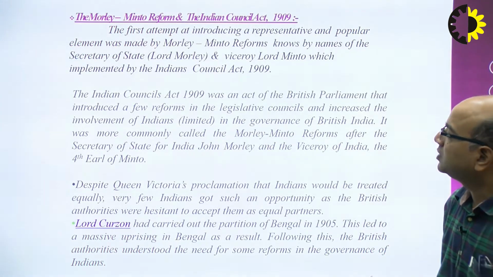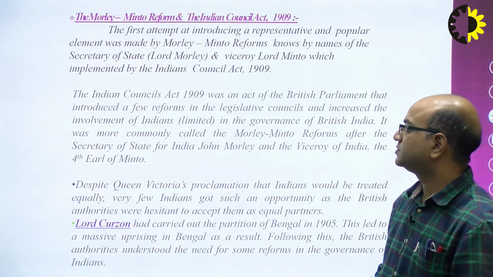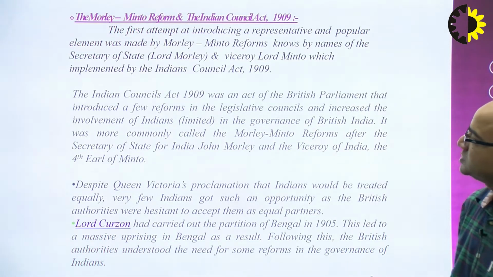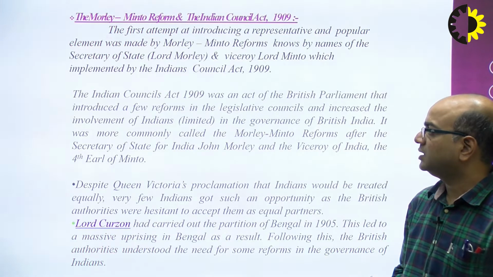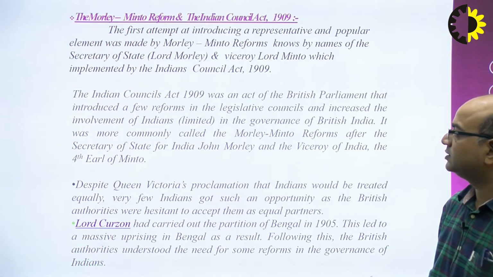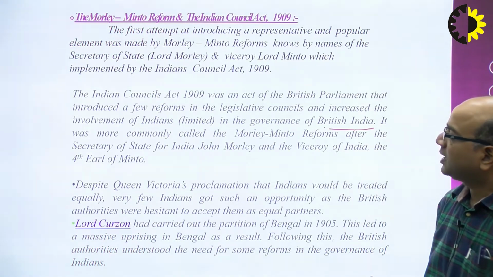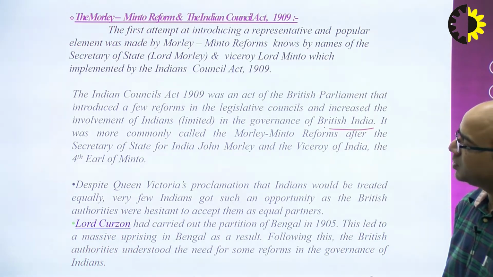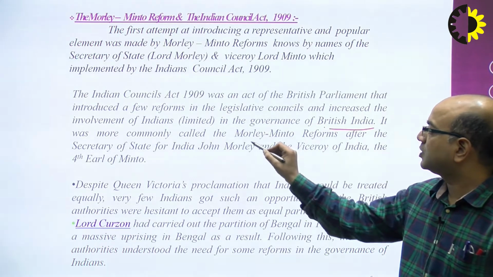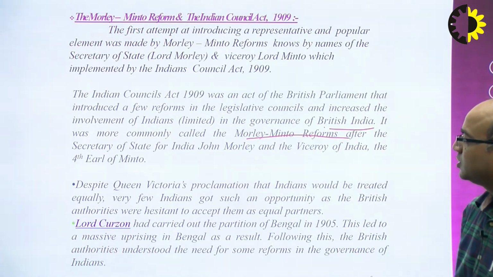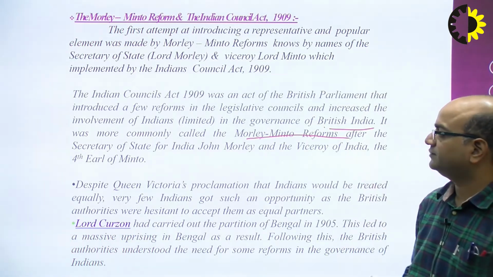The Council Act 1909 was an act of the British Parliament that introduced a few reforms in the Legislative Council and increased the involvement of Indians in the governance of British India. It was more commonly called the Morley-Minto reforms after the Secretary of State for India John Morley and the Viceroy of India, the 4th Earl of Minto.